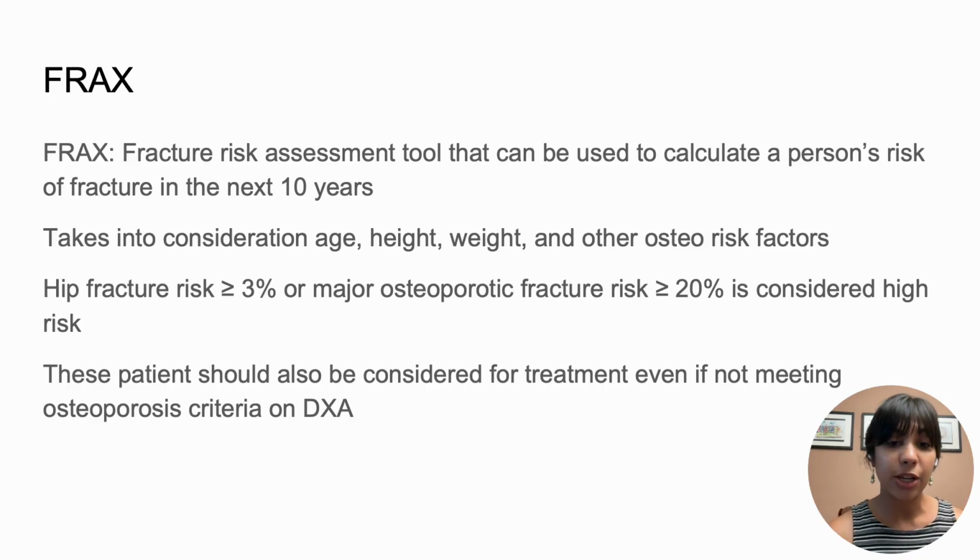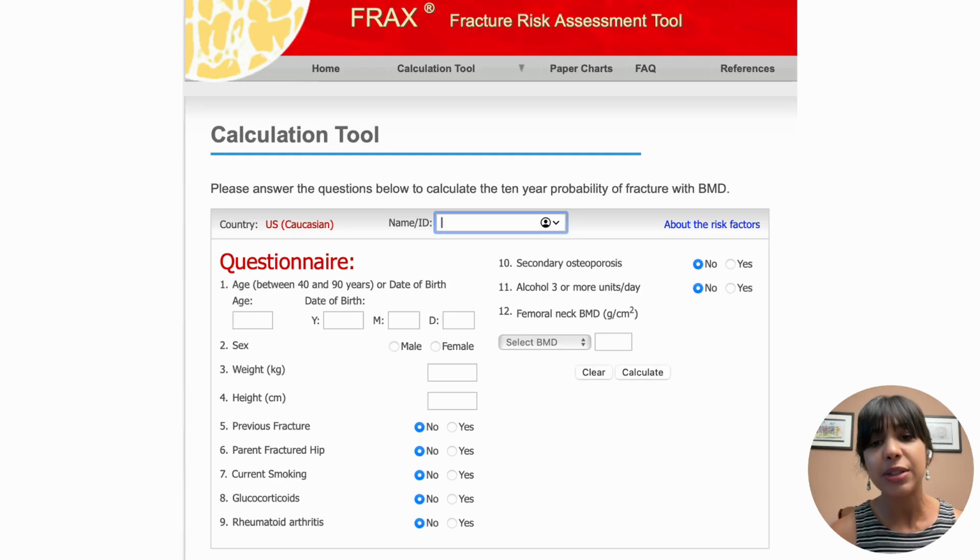When you make this calculation, if you get a hip fracture risk that is greater than or equal to 3% or a major osteoporotic fracture risk greater than or equal to 20%, this is considered high risk. And you'll see that in your calculation if you do it yourself. These patients who are at high risk of fracture should be considered for treatment, even if they don't meet criteria for osteoporosis based on that DEXA scan. So this is what FRAX looks like. You can just Google it and it'll pull up, and you can do calculations for your patients yourself if you'd like.